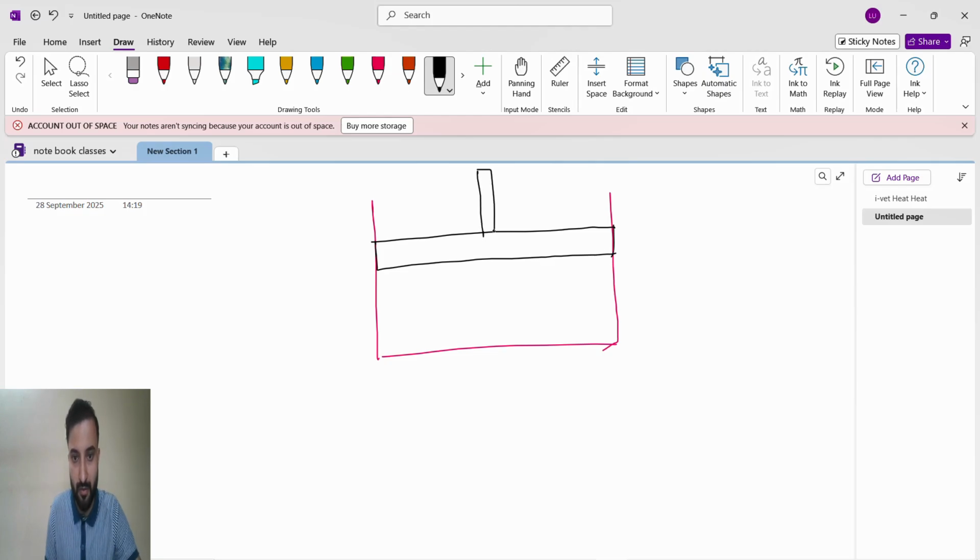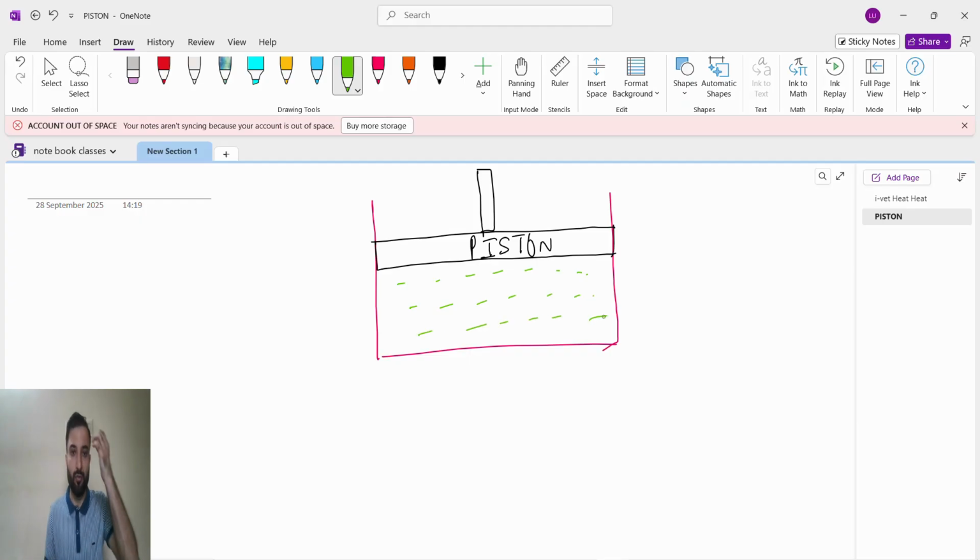So this is a piston, the black color, this is a piston, and inside that we will fill the gas. Okay, now what will happen, we will do the work done. Now see, work done on the system, this is what we are doing. Okay, work is done on the system.